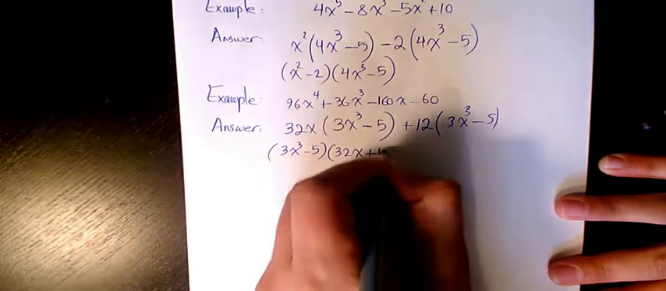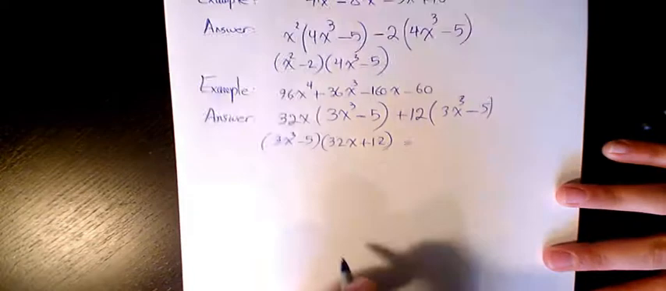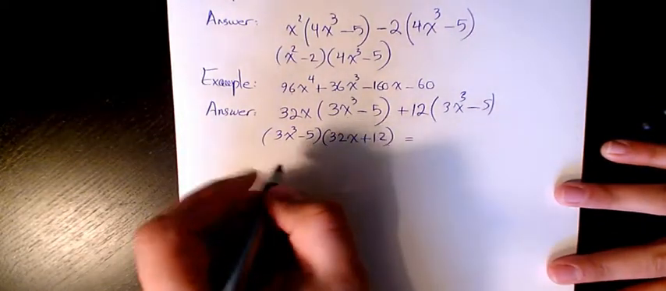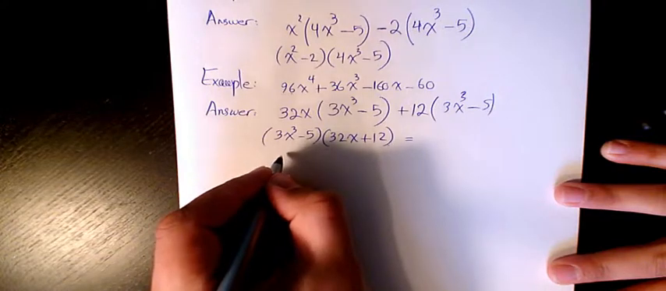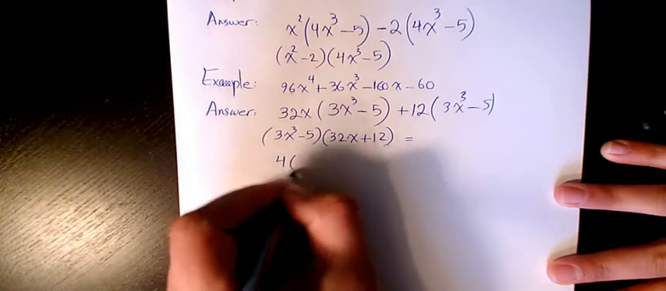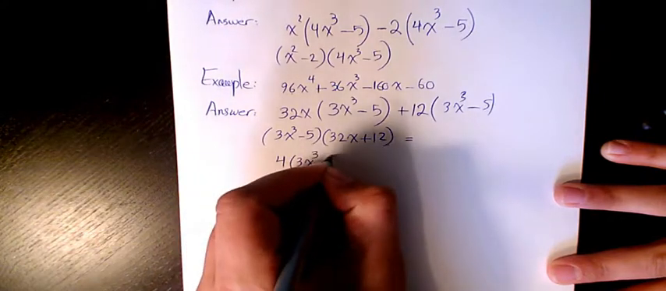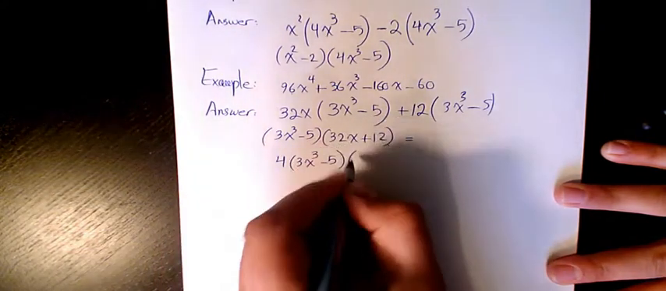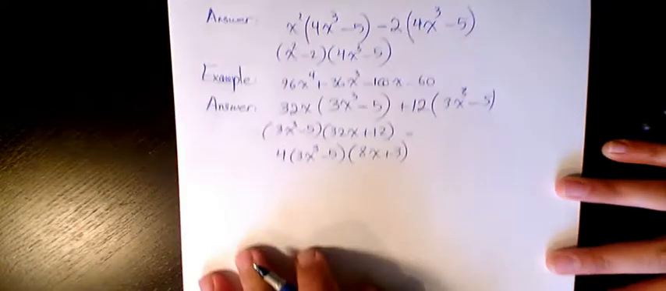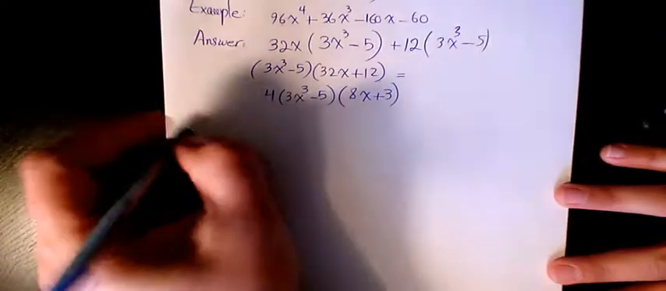32x plus 12, and then I can factor this one as well. So I'm going to factor 4. The other factor doesn't change, so here it's going to be 8x plus 3. Next example.